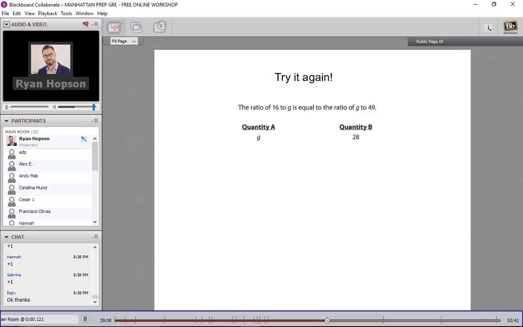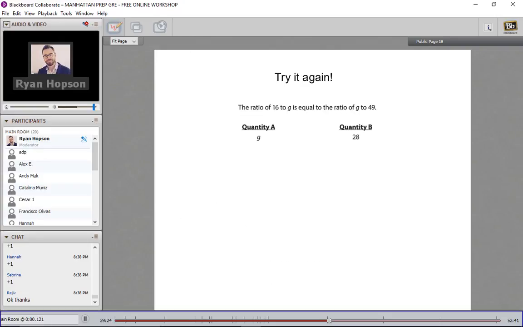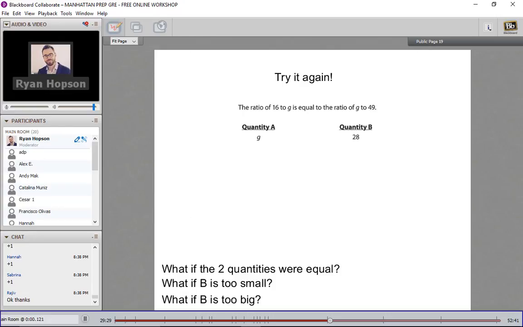So let's take a look at this one again. Just like before, what I want you guys to do is think about, what would happen if we said that quantity A and quantity B were equal? How would we test that? Yeah, absolutely. Let's try just plugging it in.